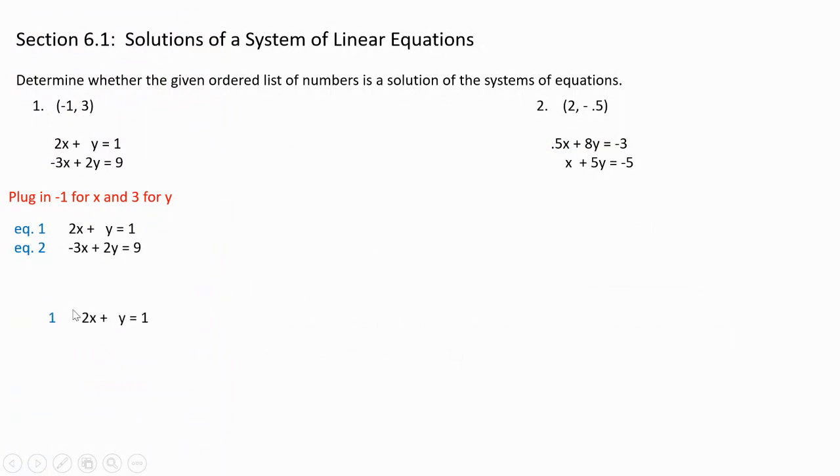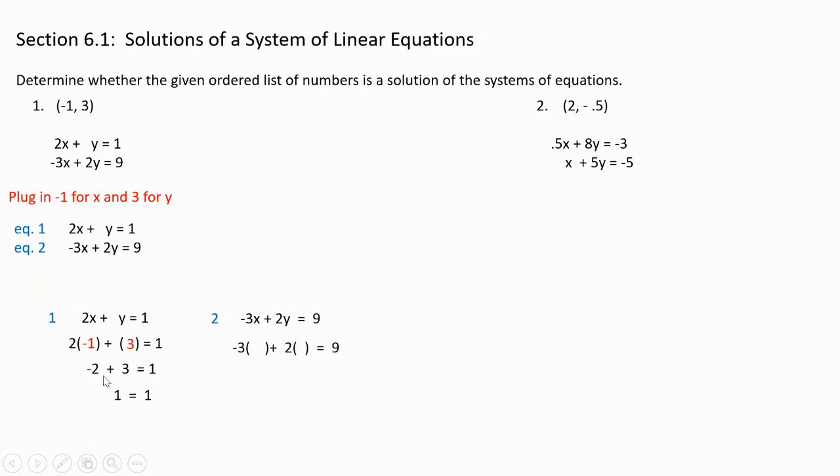So let's first start by plugging -1, 3 into equation 1, -1 for x and 3 for y. After we simplify, it's going to give us -2 plus 3, which is equal to 1, so 1 equals 1. So this one is true, right? If it's true, then we continue to equation 2. If it's false, we stop there and say the point is not a solution. But since this is true, we continue to equation 2.